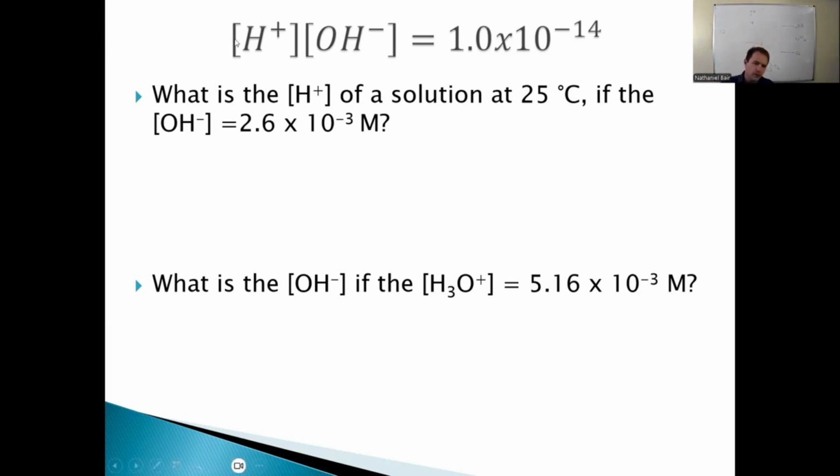Well, you can convert between hydronium and hydroxide concentrations just using the mass action expression and the ion product constant for the auto ionization of water. So what is the hydronium ion concentration? We'd be solving for that. If the hydroxide is this, and that's the constant, go ahead and solve for that, folks.